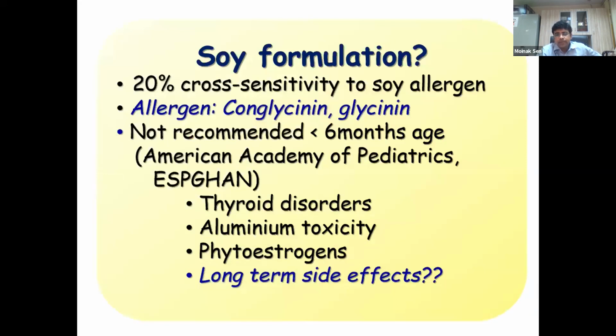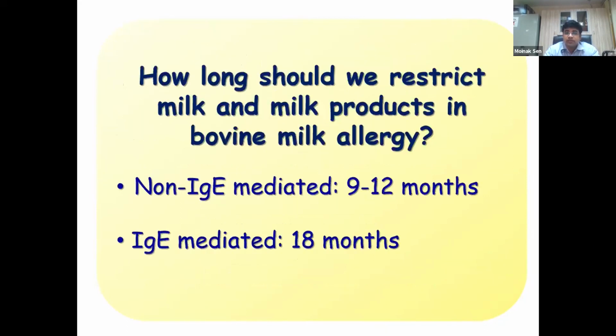Soy formulation, there's a lot of talk about soy. It has 20% cross sensitivity to the bovine milk allergy, and it itself contains a lot of allergens. These are not recommended less than 6 months of age, and they have long-term effects such as thyroid disorders and aluminum toxicity. Hence, soy formulation less than 6 months of age is not allowed.